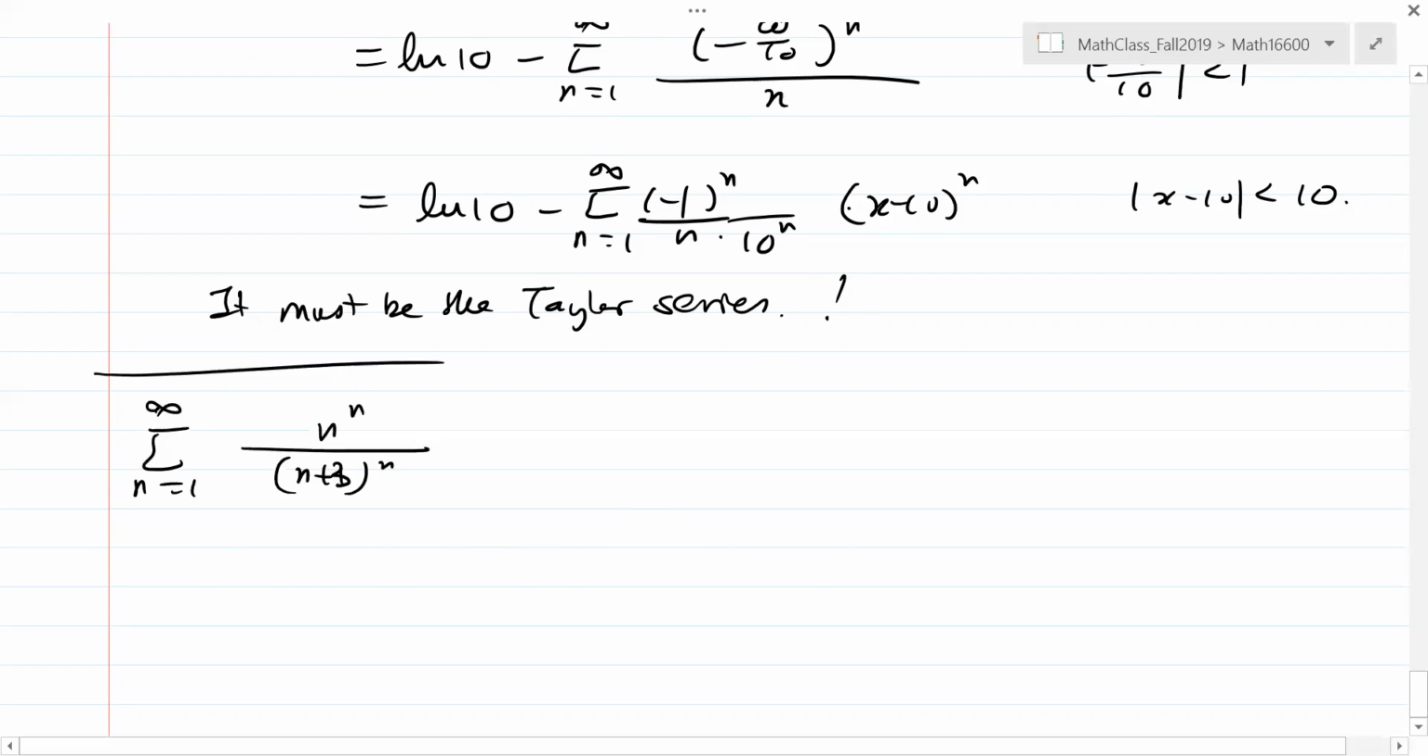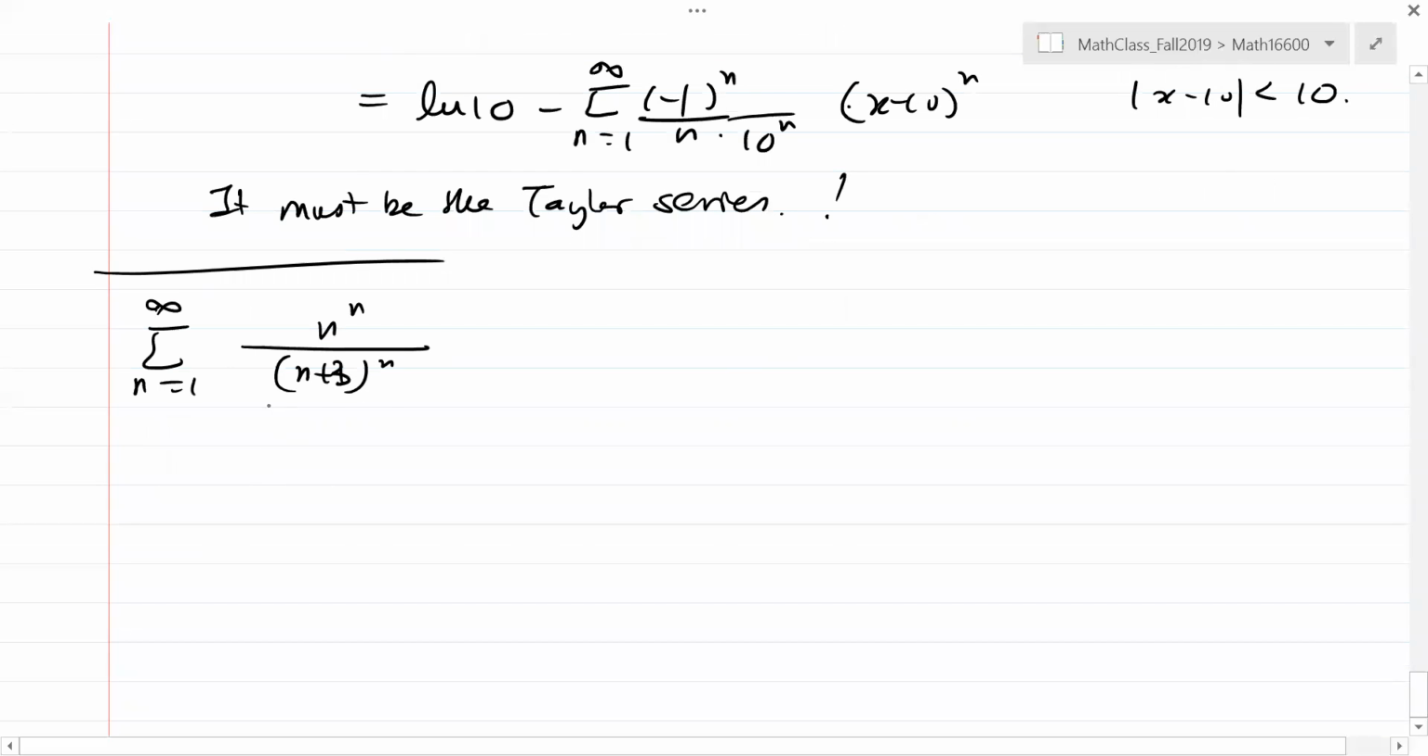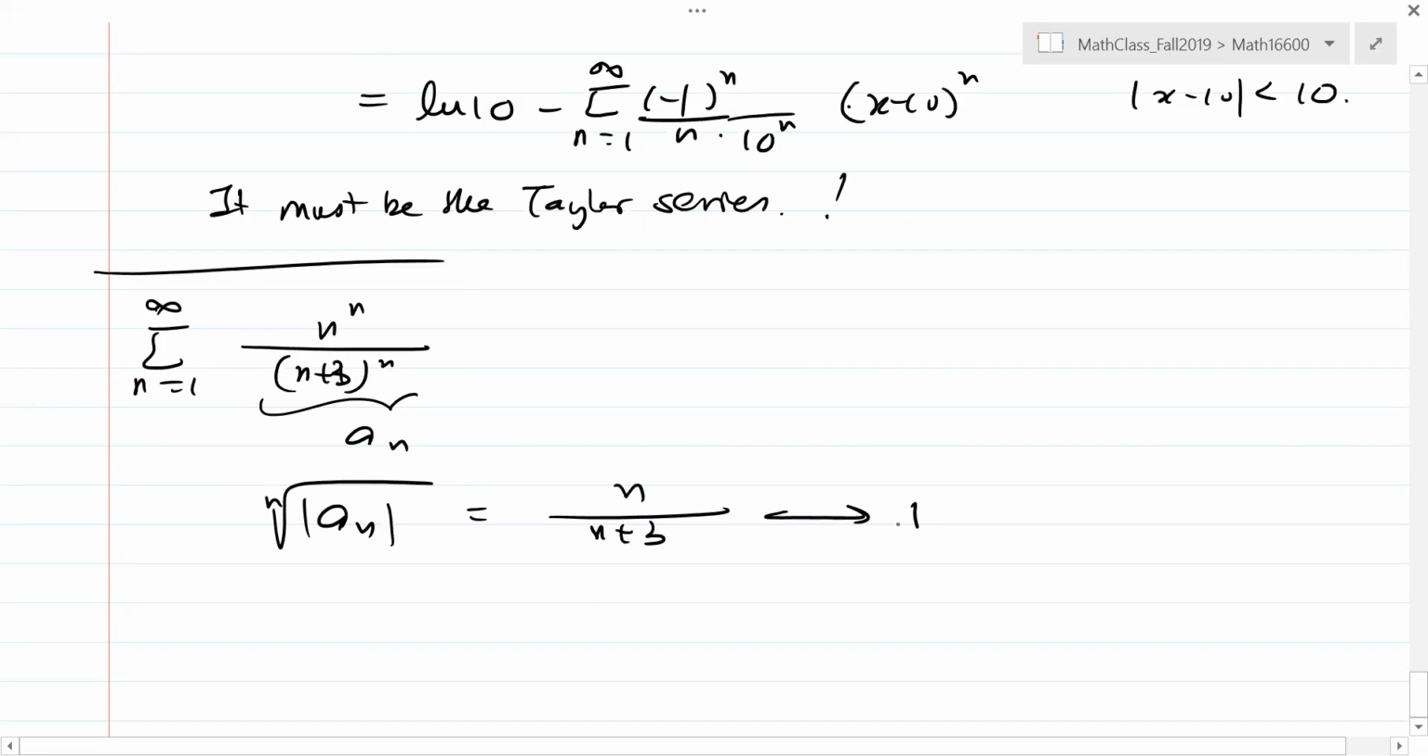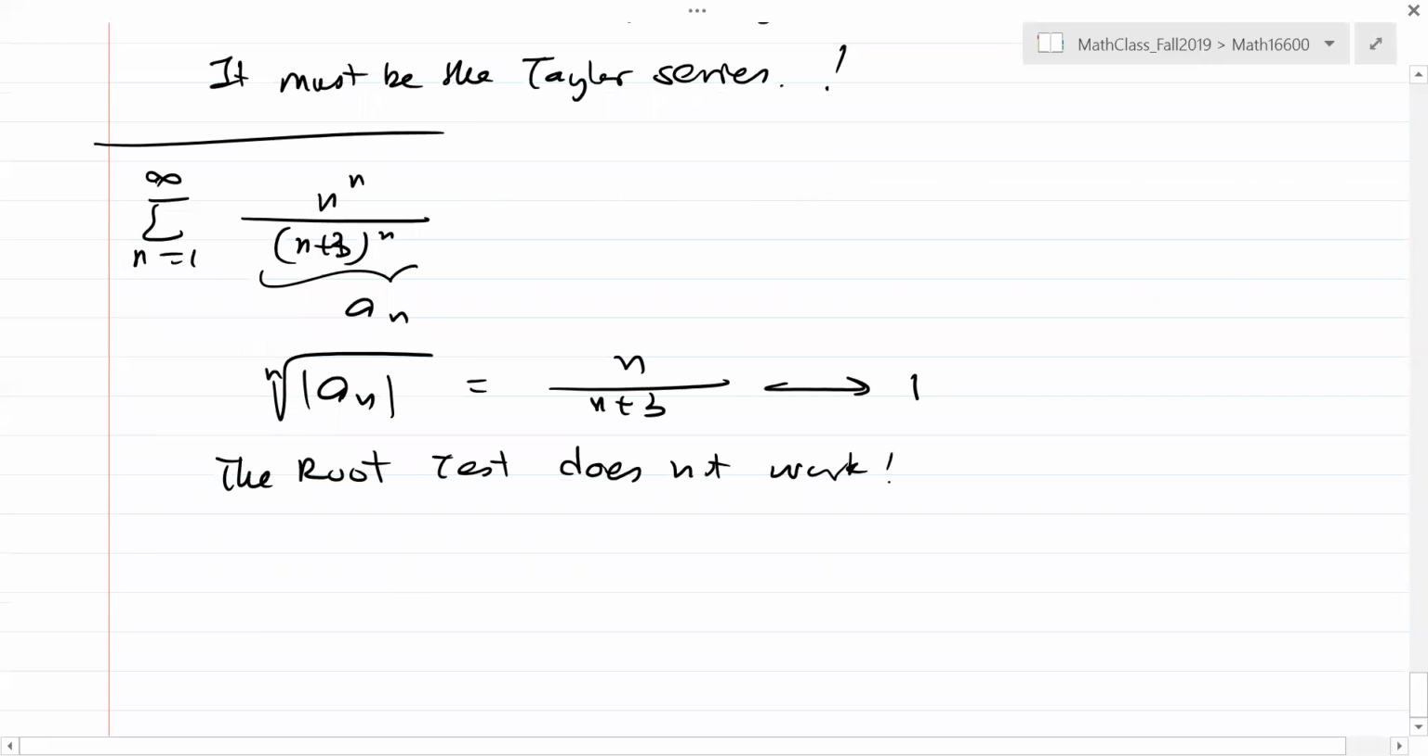Why? Because you cannot use the typical method. Sure, you can try the ratio test, definitely. For the ratio test, after you simplify it, you will get n over n plus 3. So the limit is 1. So the ratio test does not work here. Then what?